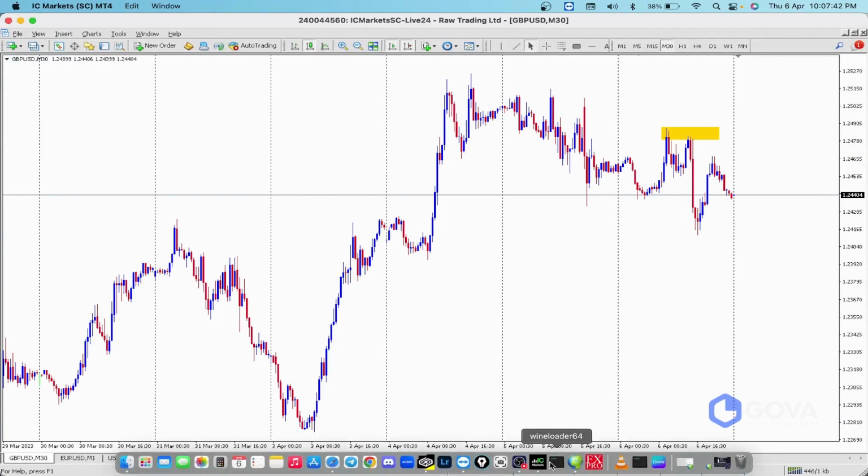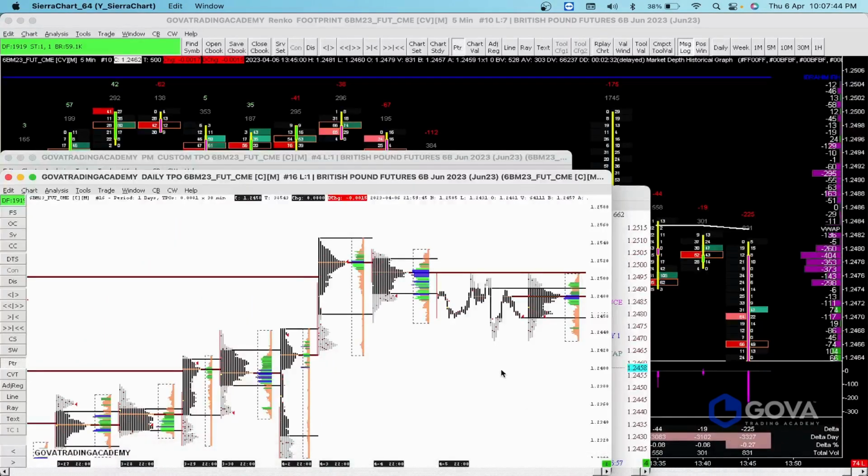Okay, let me go back to the Sierrachart again. Now again, the only difference between the Sierrachart platform and the candlestick chart is that on the Sierrachart platform, this is the futures market.